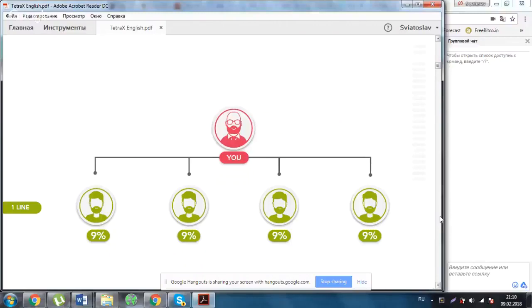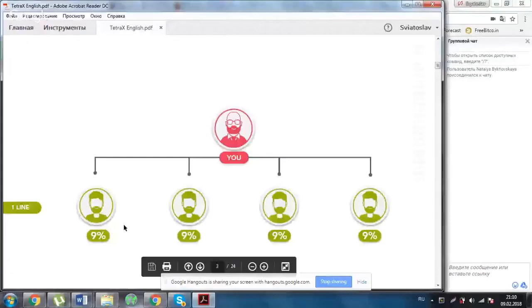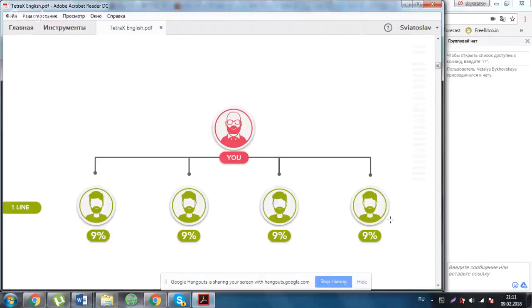So when you have invited this first person, he or she comes here. You, as a partner, receive a payment equal to 9%, as you see, only 9%, from the cost of this first field cell, into your private account immediately.